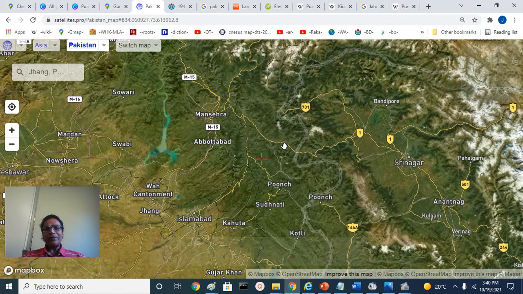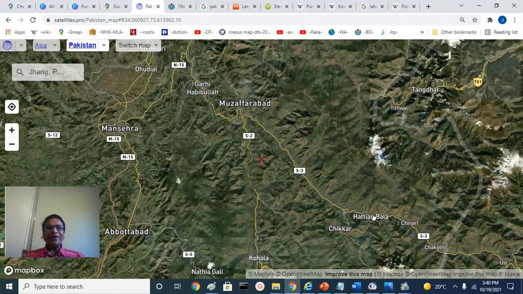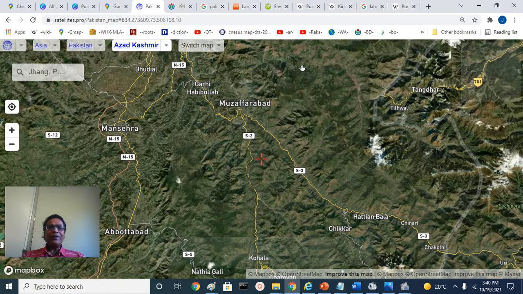Now this is the road here, Jhelum Gorge, and it goes to Muzaffarabad town. Let's see Muzaffarabad there. Yeah, Muzaffarabad. So we are in Muzaffarabad here, or Domel. Here you get the Kishanganga river.